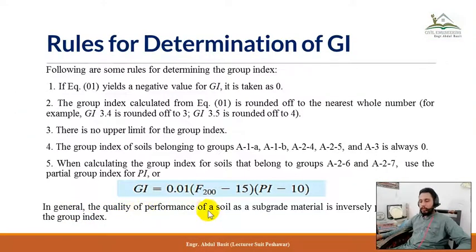In general, the quality of the performance of the soil as a subgrade is inversely proportional to the group index. Group index is inversely proportional to the performance of the soil, of the subgrade. So if your group index is yielding a higher value, it means your soil quality is poor. If it is giving a low value near 0, then your soil is of good quality, and it can give us more bearing capacity and better engineering properties.